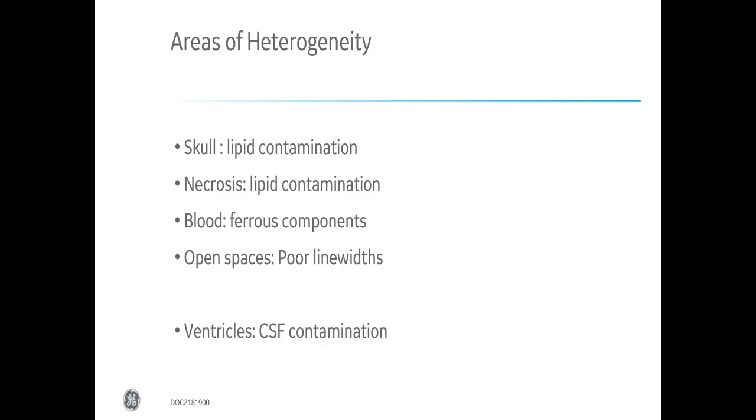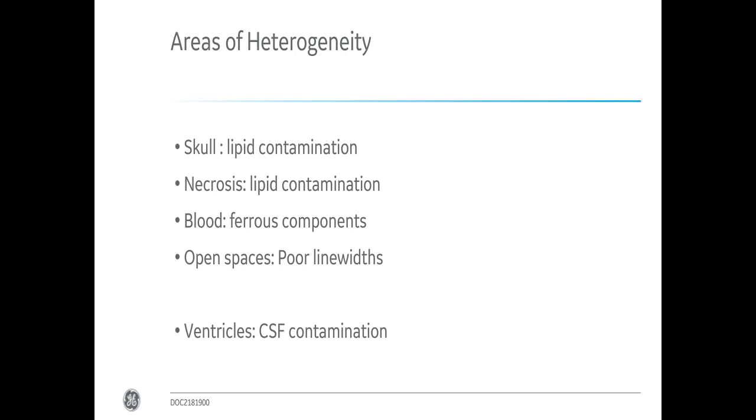So you really should avoid heterogeneous areas, like getting too close to the skull, to avoid lipid contamination, to avoid necrosis, because that can also give you lipid contamination, and areas with high blood. Because of the ferrous components, you get a poor shim, and so the spectral quality is really bad. You should also be careful getting too close to open spaces, because that also increases your line width because of higher inhomogeneities.